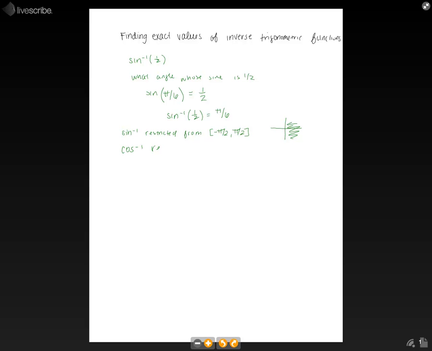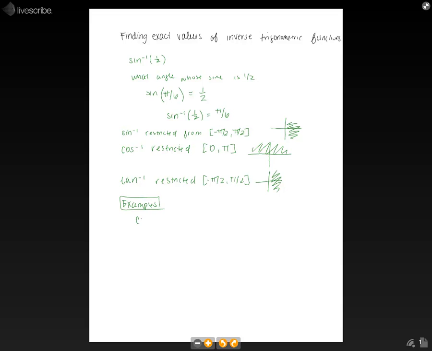Cosine -1 is restricted from 0 to pi. So for cosine, it'll have to be in these two quadrants. And the inverse tangent is restricted to negative pi over 2 to pi over 2. So it'll be in the first or the fourth quadrant. So let's work through some examples.